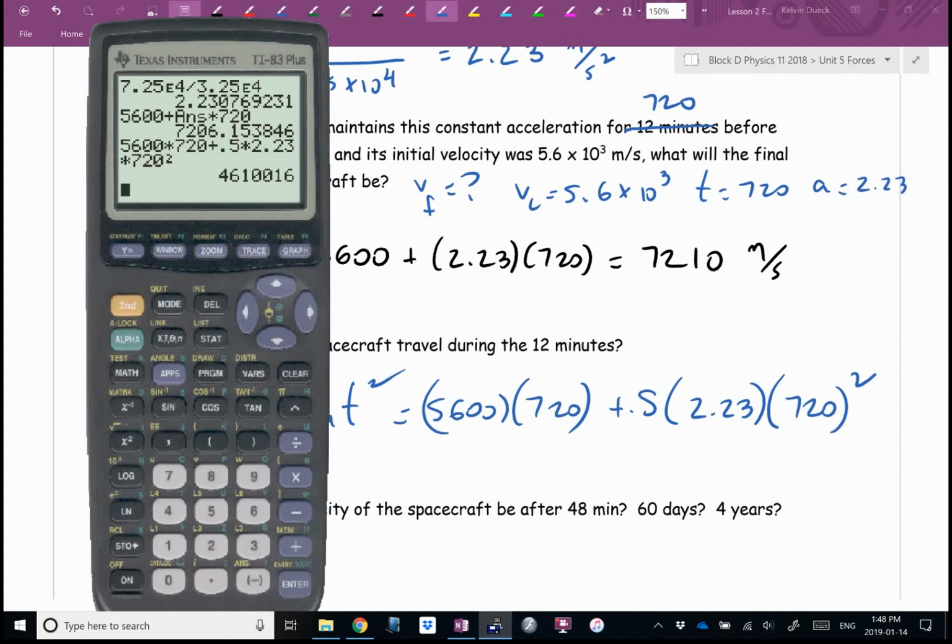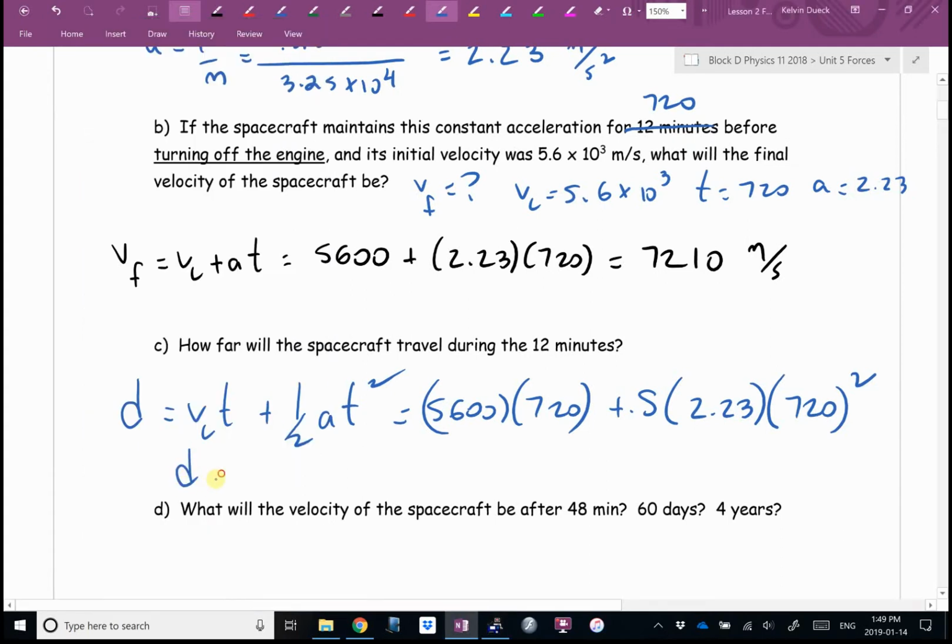I think this number I am going to write in scientific notation because it's big. 4.61 times 10 to the what? Yes. 4.6 million meters. Okay. Well, yeah, it's going 7 kilometers a second. It's hauling.